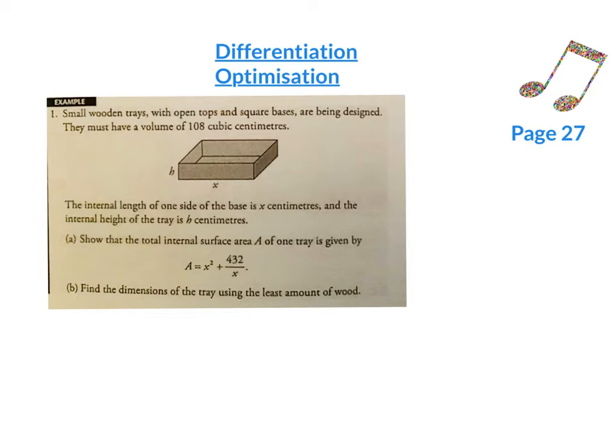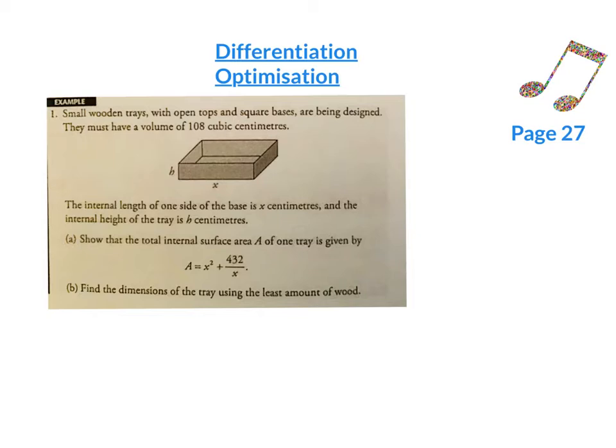So we're given a picture of a small wooden tray. It has an open top and a square base. They're being designed to have a volume of 108 cubic centimetres. We're given an internal length of one side is x and the internal height is h. And we're asked to show that the internal surface area of one tray is given by this expression.